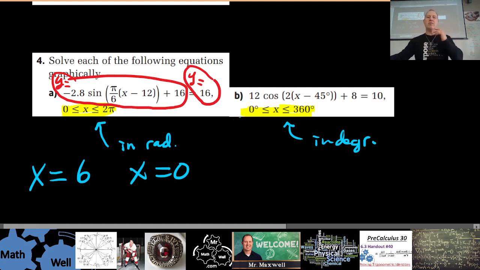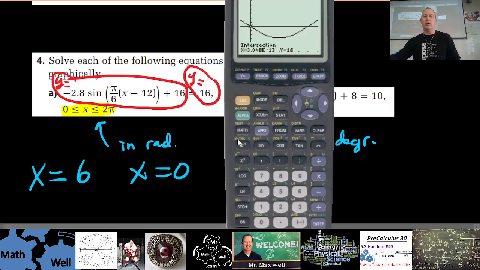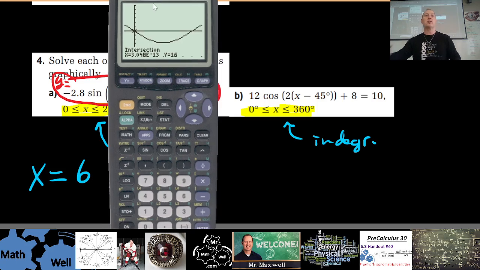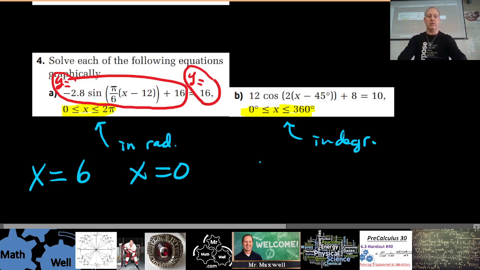Okay, so I will leave the next one for you. You'll have to switch your mode to degrees, and you'll also have to change your scale, okay? Because now instead of 0 to 6.28, you've got 0 to 360. So you have to change your window on your calculator. All right? I will leave the rest with you. There you go. Good luck.